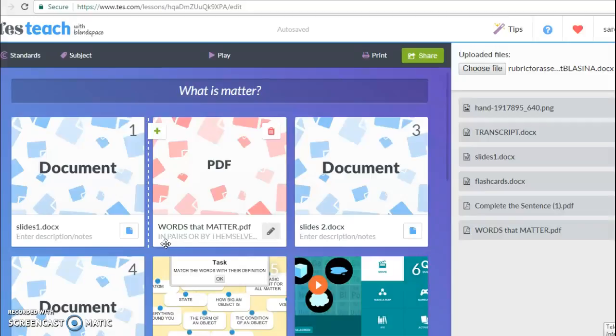I've decided to build a clear lesson plan on matter, what is matter and how matter changes state. I've used Blend Space on the TES website, and it's the first time for me that I get to know and use this tool. So we can start.